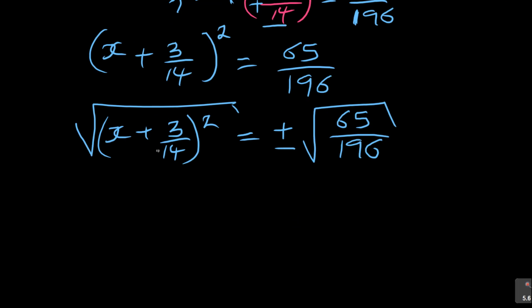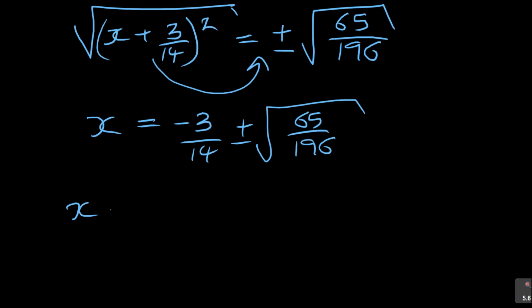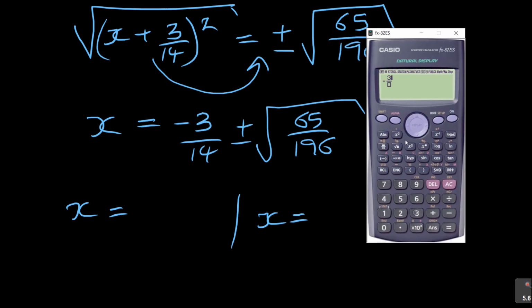Then at that stage, this is positive, it will go that side. You will have x is equal to negative 3 over 14 plus or minus square root of 65 over 196. Then you get two answers. X is equal to, and x is equal to. That's where now two answers are coming in. So you've got negative 3 over 14 plus square root of 65 over 196. Then you do that, press equals.